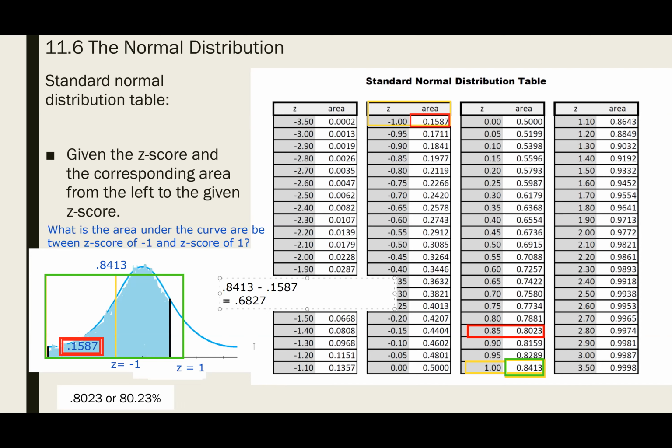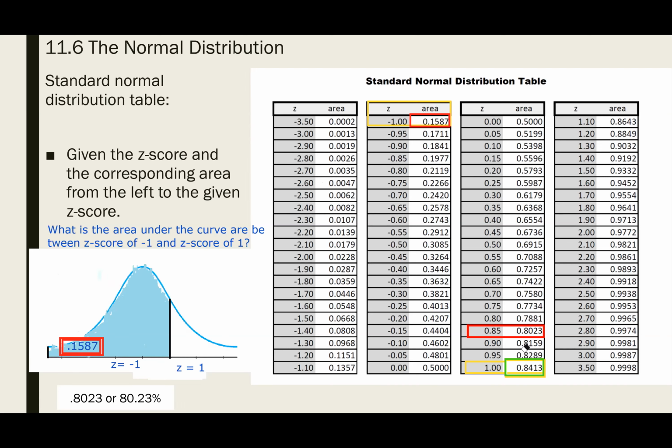And if you remember your empirical rule, they don't want the exact value. They just say we guesstimate. And within one standard deviation is 68%. And this is where we have the 68%. Again, it's basically this item here. We're just using this table to find the item in between, okay? And we will do more of this in a bit.